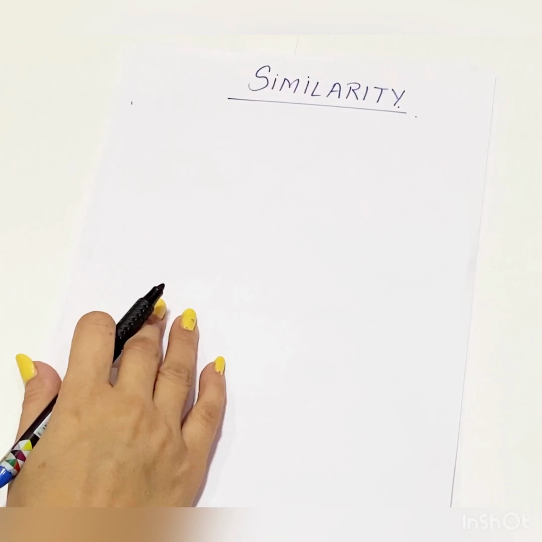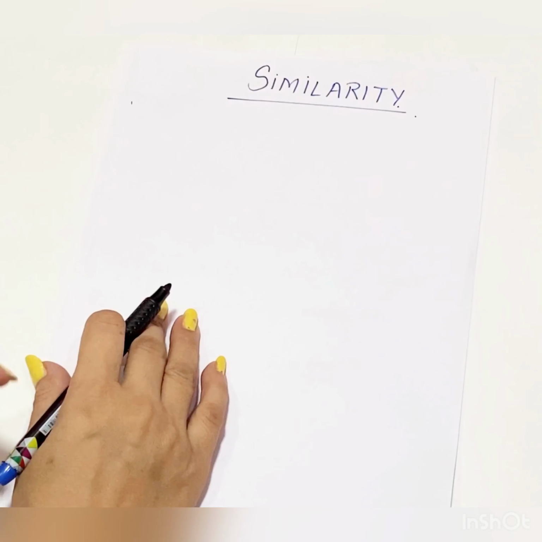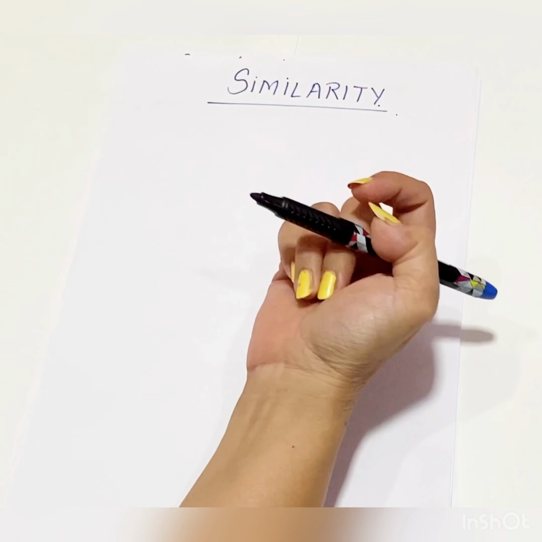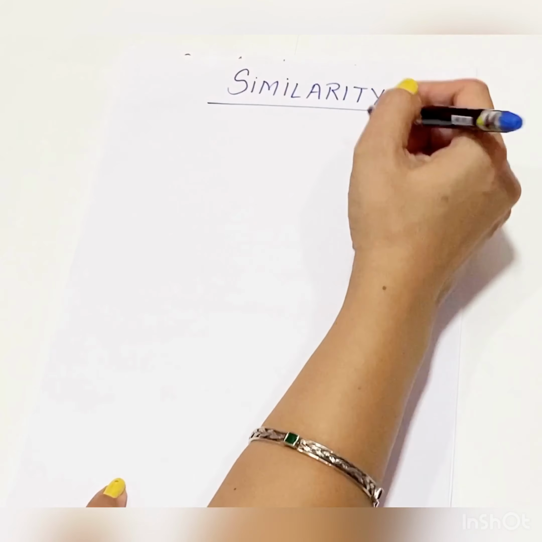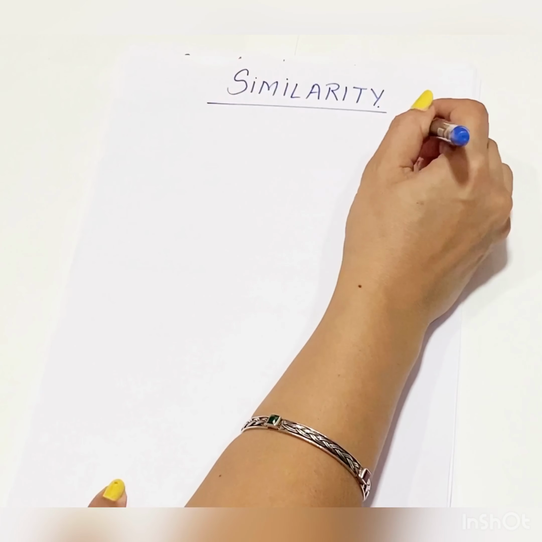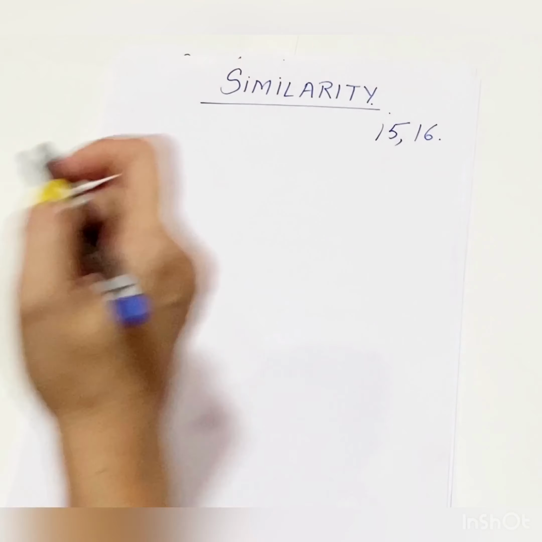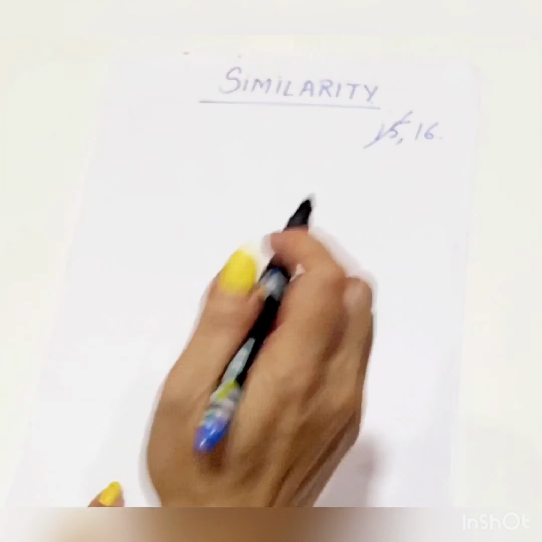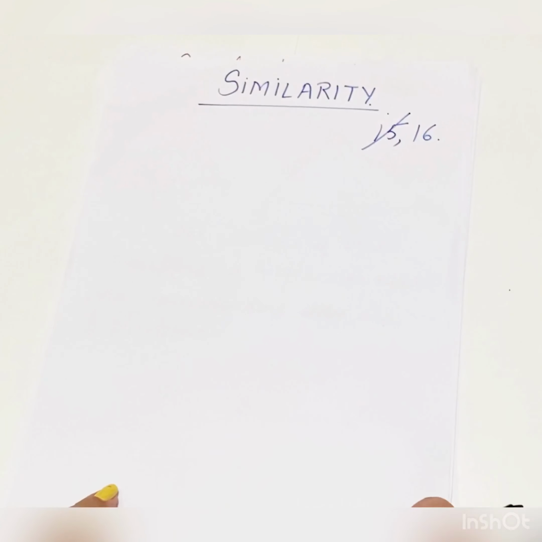Hello children. Today we are going to start the geometry portion of our syllabus. We are going to start with similarity. In our book we have two chapters, chapter 15 and 16, based on similarity. Out of this, chapter 15 has been omitted from the syllabus. So we are starting with chapter 16.